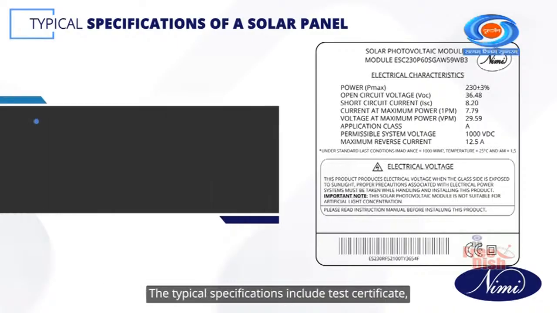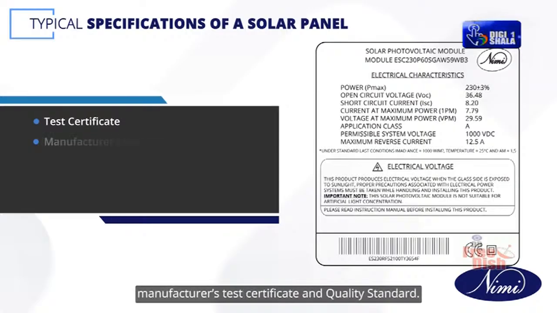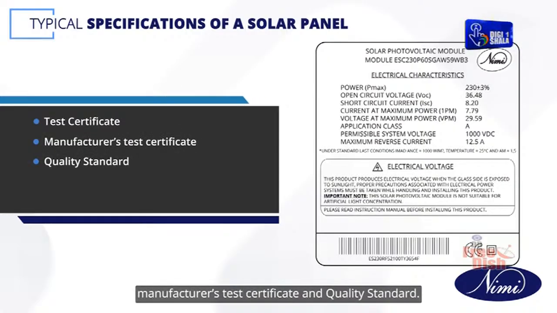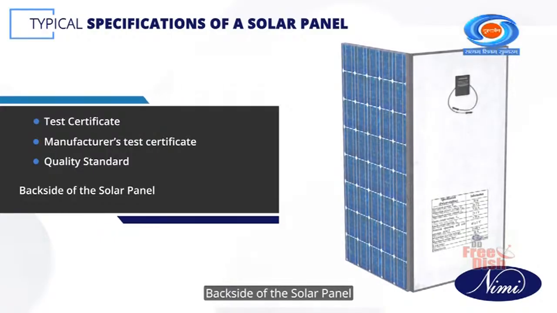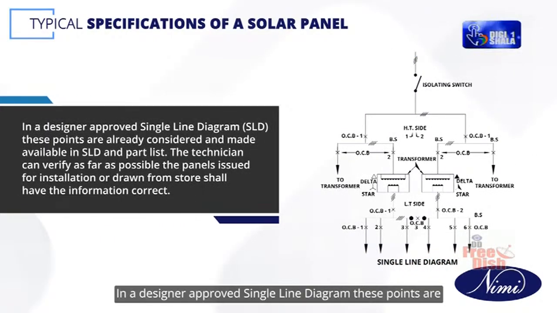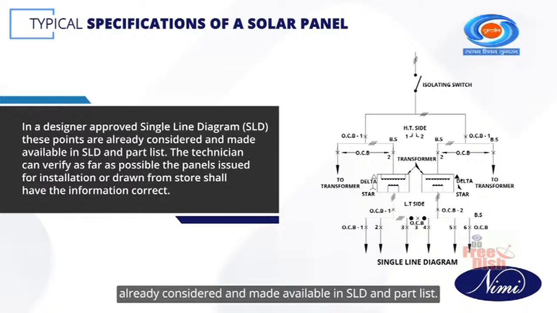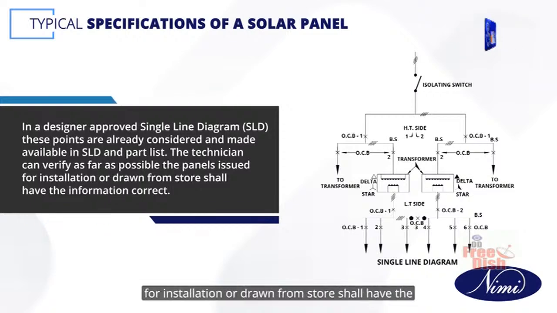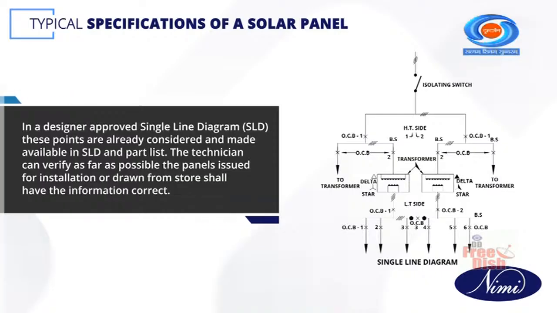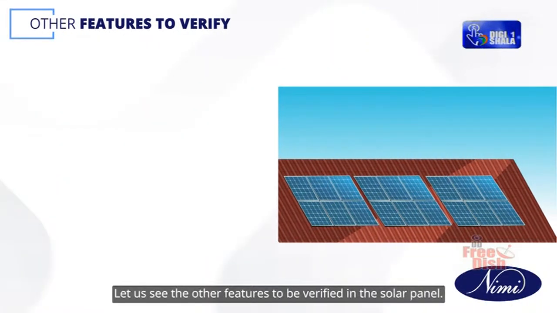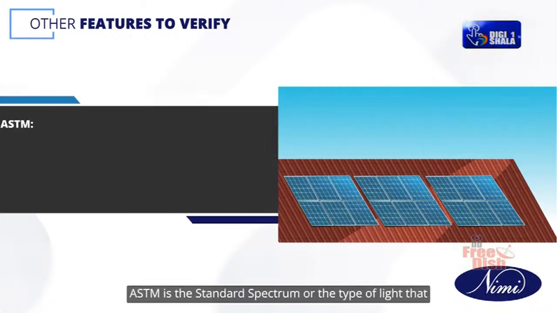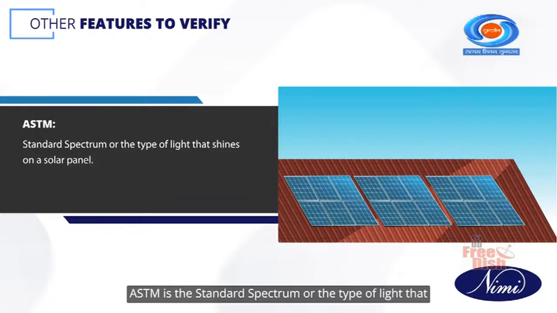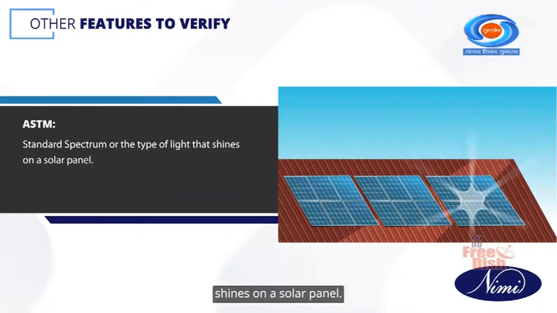The typical specifications include the test certificate, manufacturer's test certificate and quality standard. Backside of the solar panel. In a designer approved single line diagram, these points are already considered and made available in the SLD and part list. The technician can verify as far as possible that the panels issued for installation or drawn from store have the correct information. Let us see the other features to be verified in the solar panel. ASTM is the standard spectrum, or the type of light that shines on a solar panel.